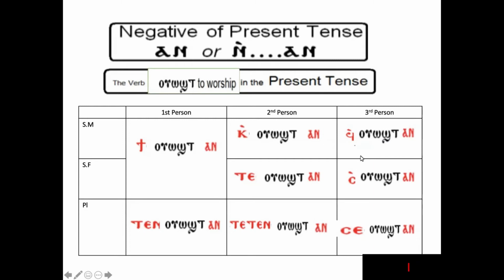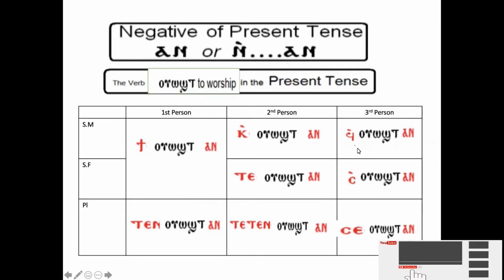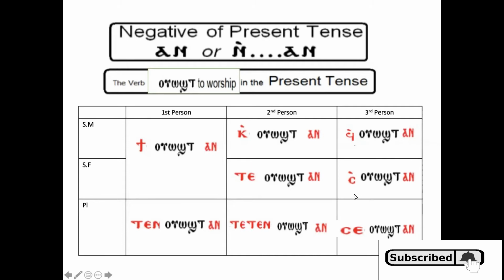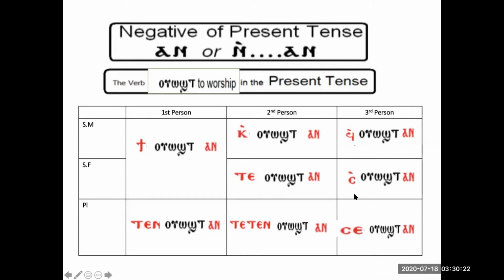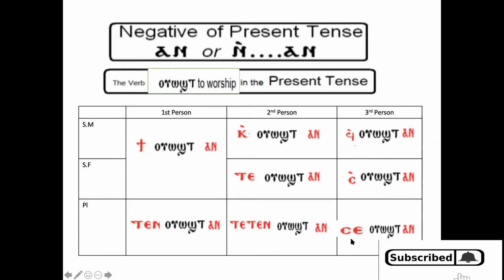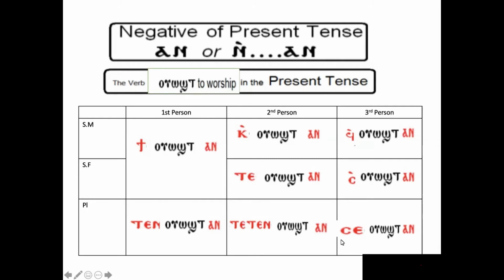If I'm talking about someone else, if I say he does not worship, I say if o'osht on. If I want to say she does not worship, I say es o'osht on. And if I want to say they do not worship, I say se o'osht on.